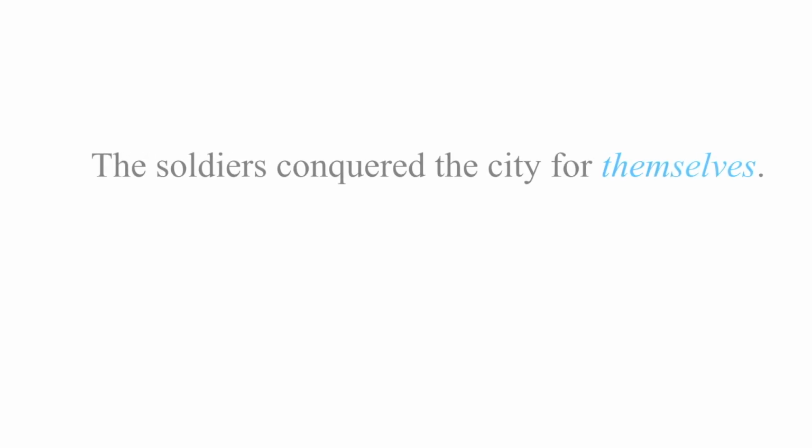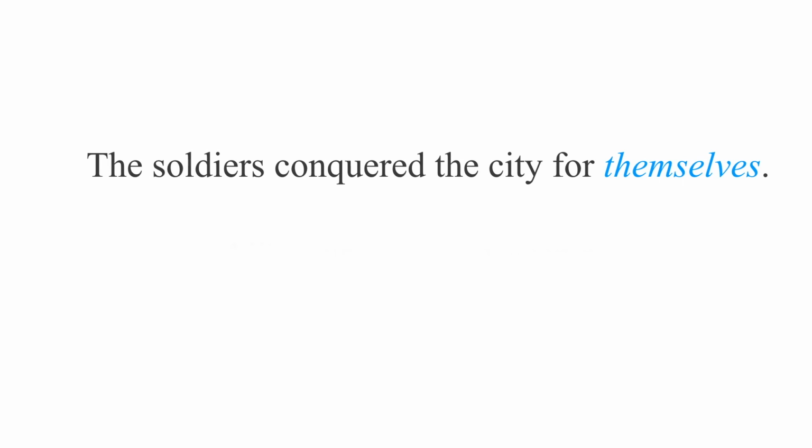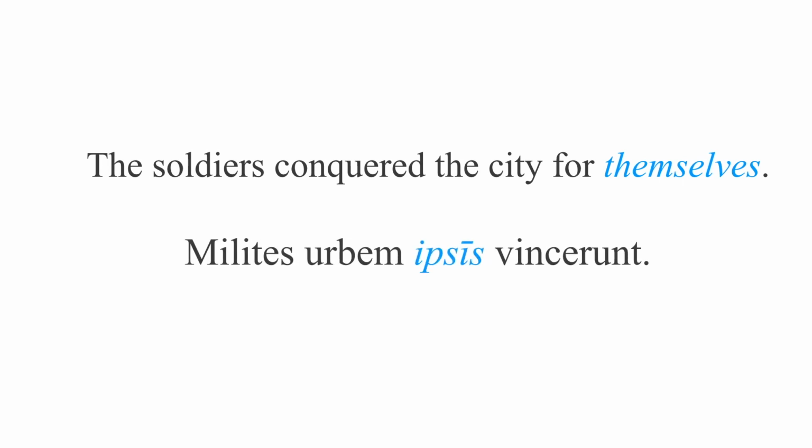Here's another example. The soldiers conquered the city for themselves. Milites urbem ipsis vicerunt. Now notice while milites is in the nominative, we've shifted to ipsis in the dative. The ipsis, nevertheless, lays emphasis back on the milites, on the soldiers, for themselves.